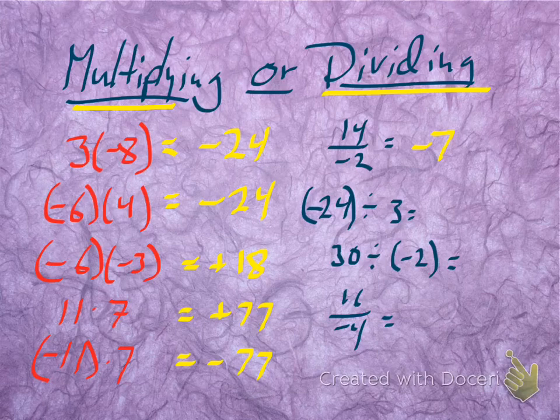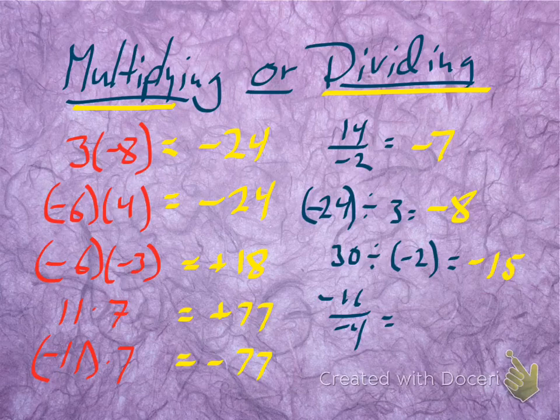A negative 24 divided by a positive 3. 24 divided by 3 is 8. Negative divided by positive, they're different, so let's make it a negative 8. Okay? I'm going to make that last one double negative. All right, and 30 divided by negative 2. 30 divided by 2 is 15. One positive, one negative, so the answer is negative 15.